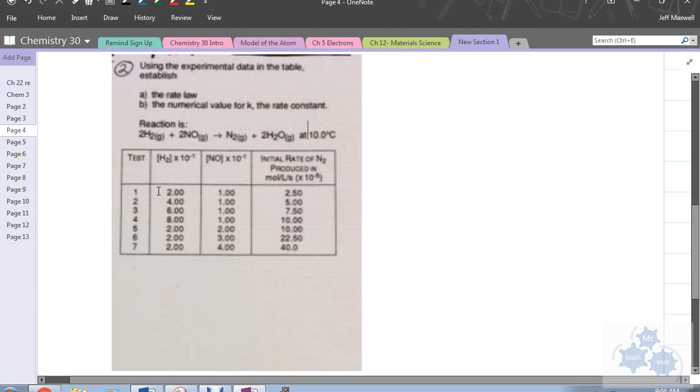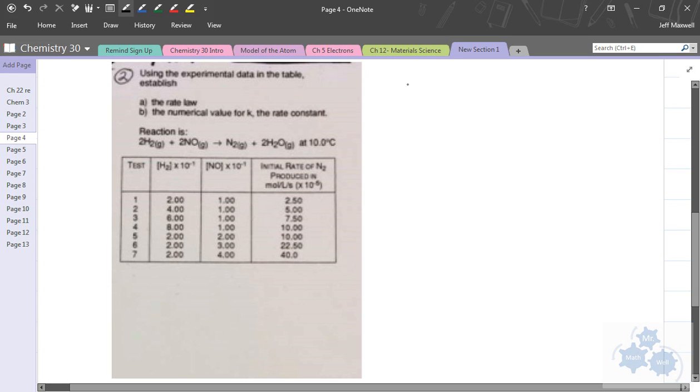All right, so test 1 or trial 1. What they have here, in this chart, is concentrations of hydrogen and nitrous oxide, NO. And those are the reactants, right? So we're just focusing on the reactants and the concentrations of what we start with. Please notice that in most charts you'll see the square brackets here.